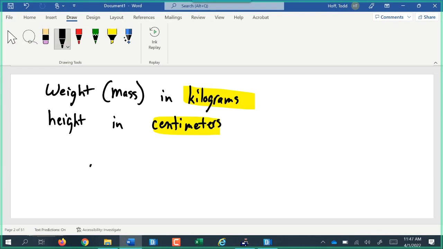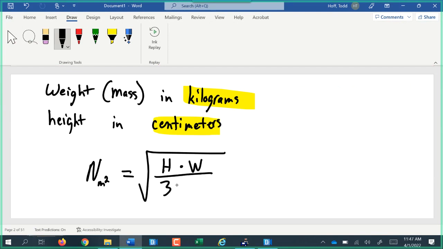So our formula, now N is just, we're going to use that for our body surface area. This is going to be in meters squared, is going to equal the square root of the height times the weight divided by 3,600. So that 3,600 is just a constant that works into this formula.